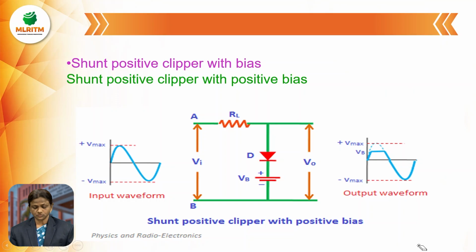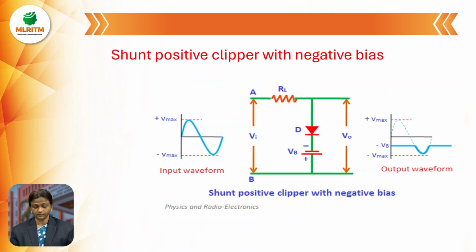Next one, shunt positive clipper with negative bias. Shunt positive clipper with negative bias means the negative terminal of the biasing voltage, or the battery, is connected to diode D. Here the input signal is an AC signal. A and B are the terminals of the secondary winding of the transformer. RL is the load resistor, D is the diode, VB is the biasing or reference voltage, VI is the input voltage, and V0 is the output voltage.